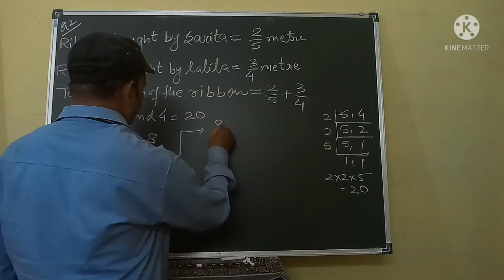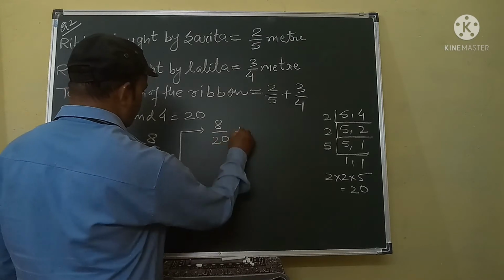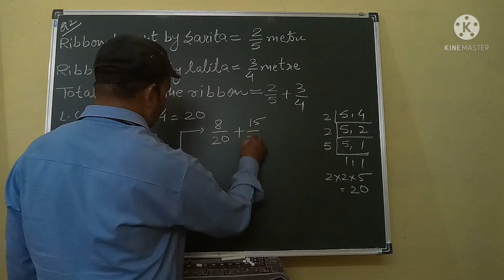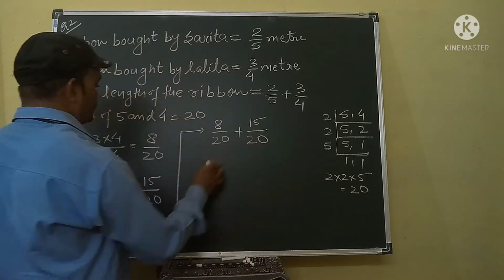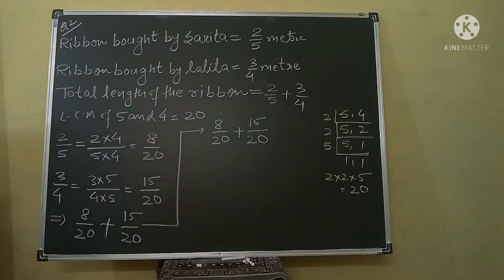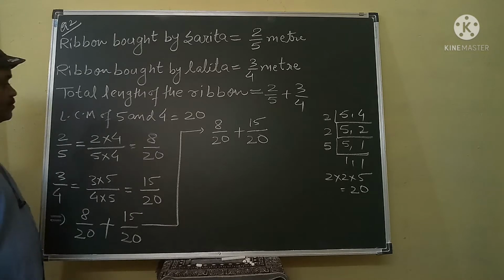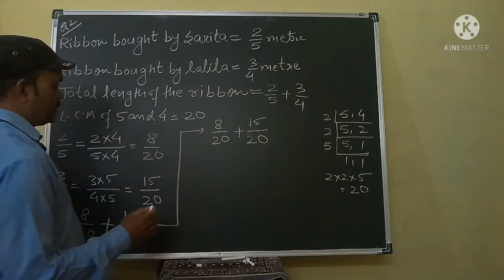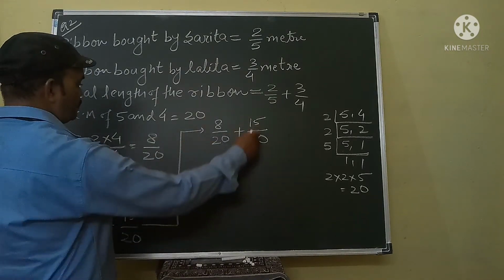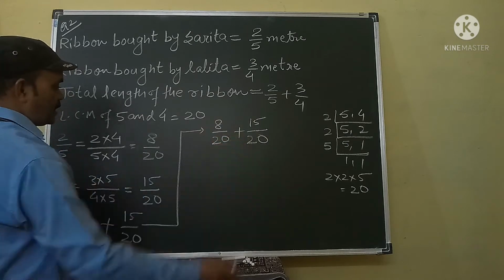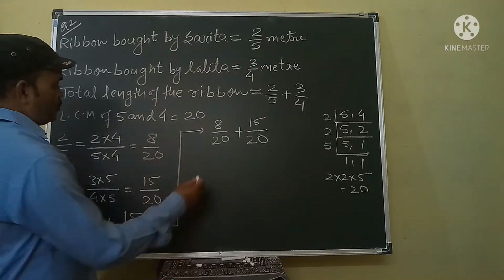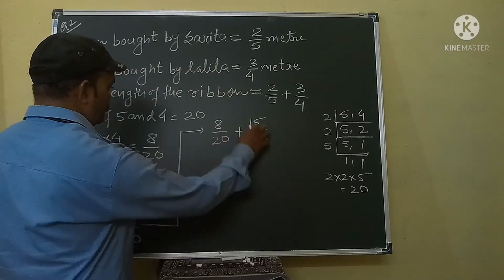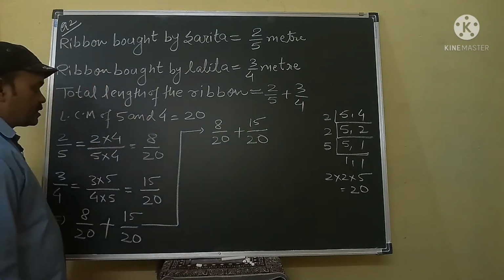8 upon 20 plus 15 upon 20. As you are looking, the denominators are the same. The denominator is 20. That means these two fractions are like fractions. So what will you do?